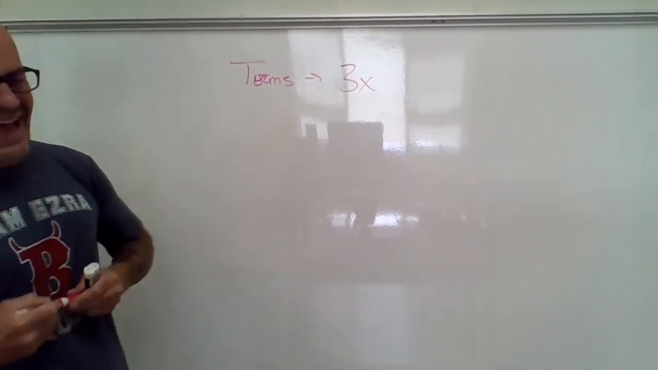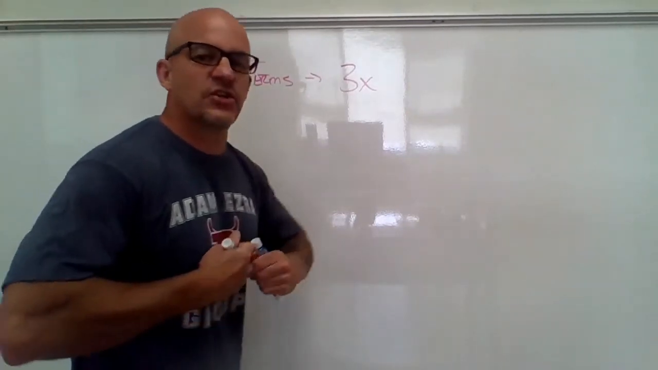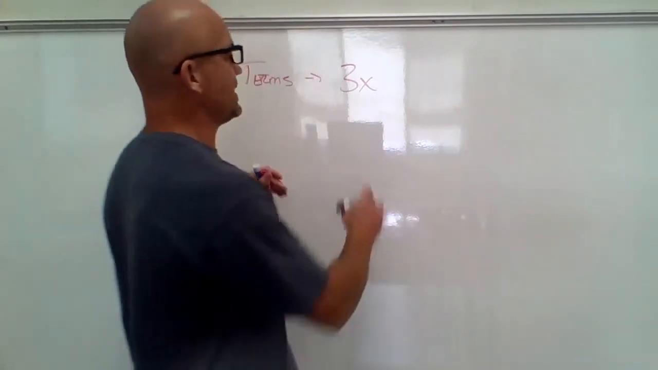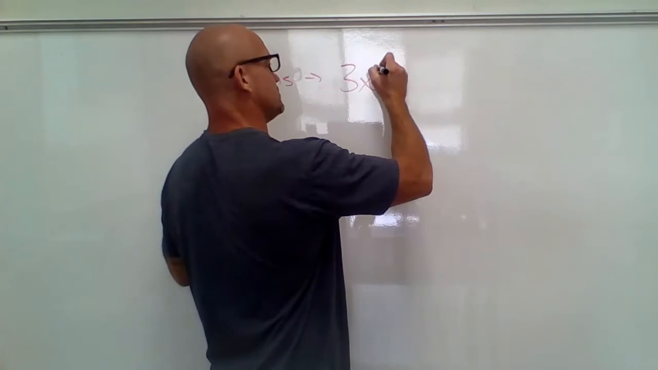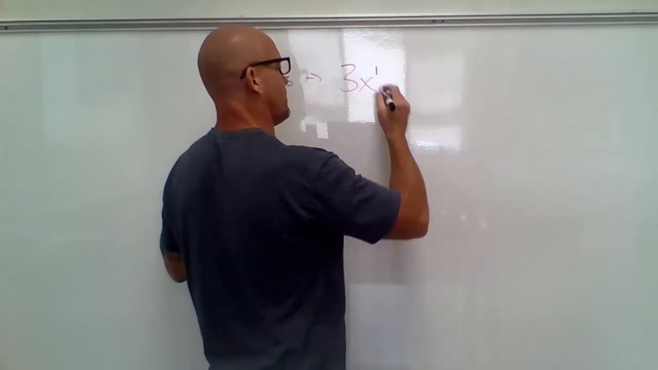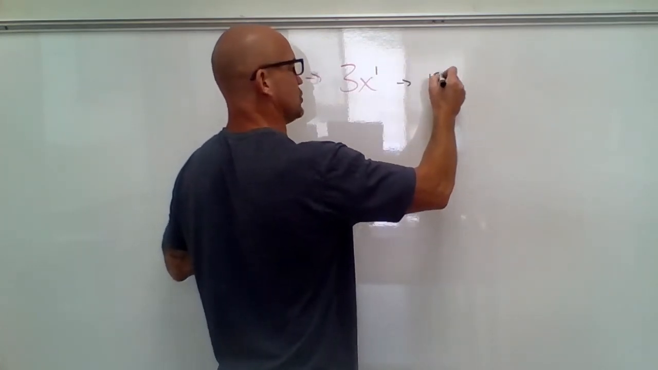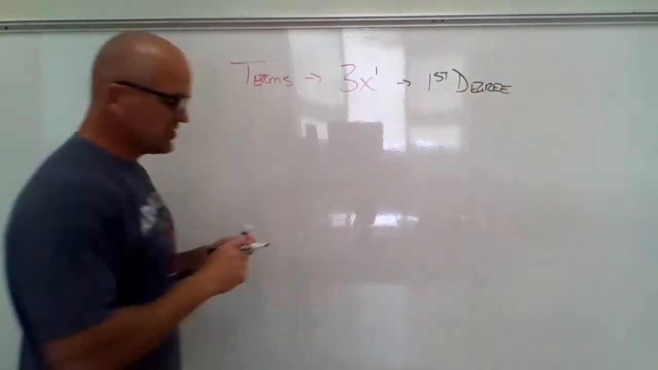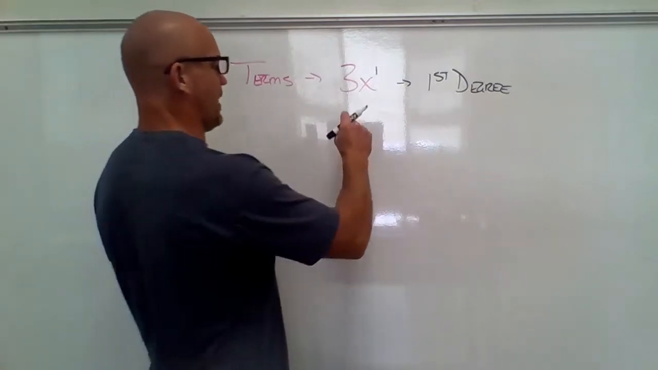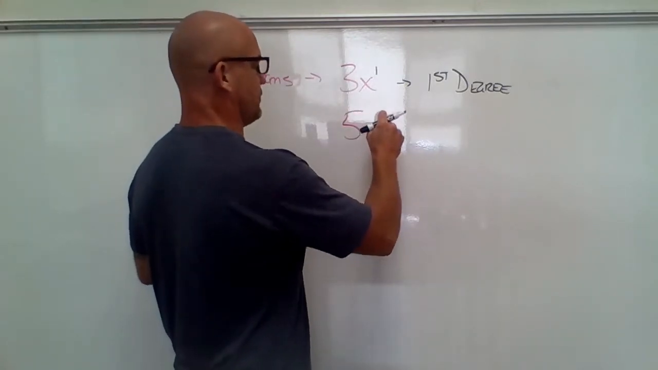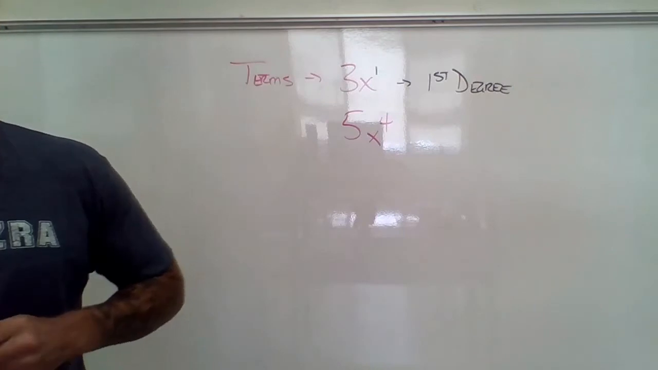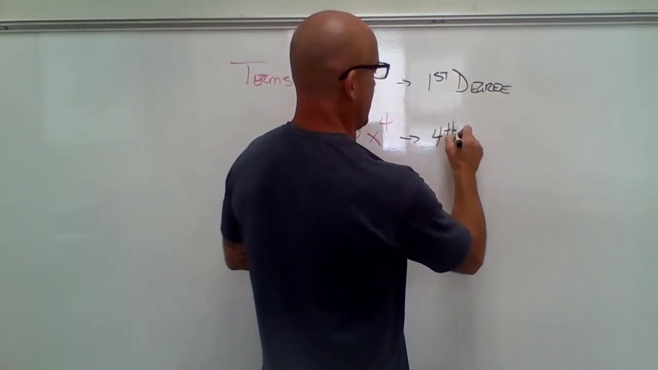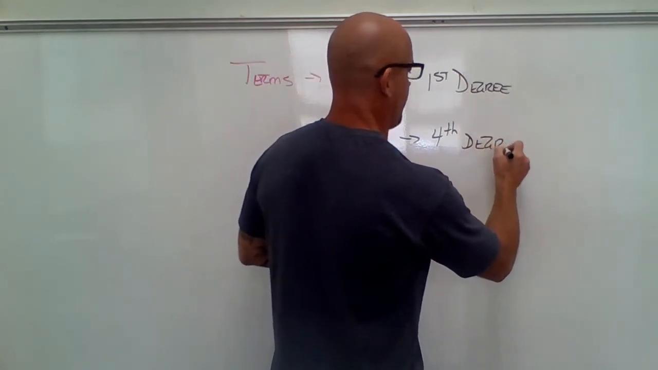That term has a degree. The degree of that term is the sum of its exponents. In this case, x doesn't really have an exponent, but it is to the first power, which means it is a first degree term. If I have something like 5x to the fourth, now I have a term that has fourth degree because its exponent is 4.